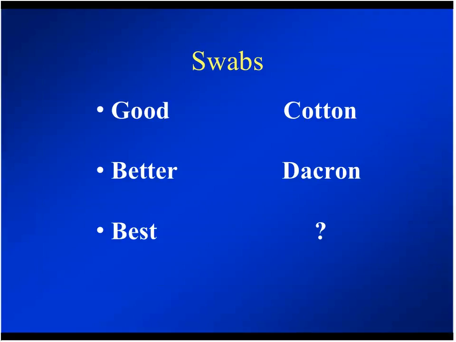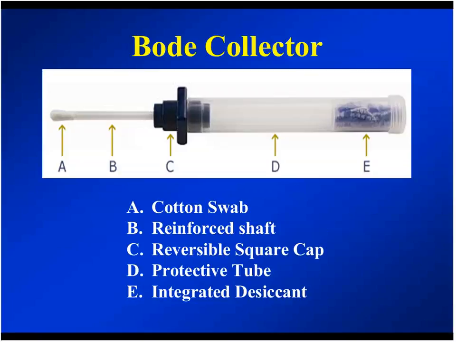Different types of swabs. Cotton swabs, very good. We've been using them by the thousands. They work well. Dacron, there's been studies. Dacron seems to be a little bit better than cotton. We don't know what's out there yet to come out with the best, but a lot of forensic laboratories are doing these studies to find out what is the best type of fiber to attract the maximum amount of epithelial cells from a crime scene.